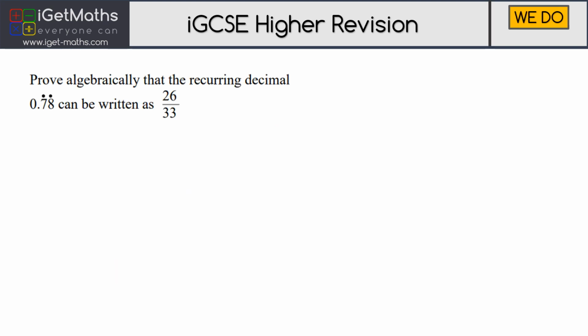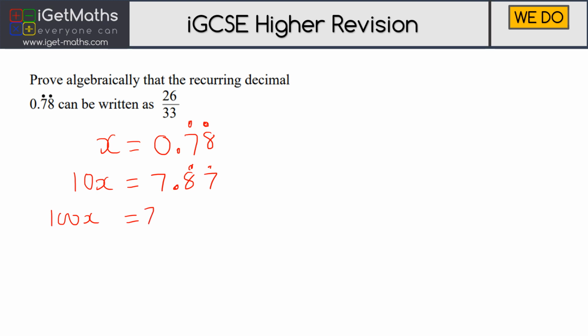Okay, so prove algebraically that the recurring decimal 0.78 recurring can be written as 26 over 33. So step 1, we're going to write x is equal to 0.78 recurring. And what we need to do is try to cancel out the recurring. So we're going to multiply this by 10 to give us a 10x. That will move in place value to give us 7.87 recurring. If we were to subtract this, this would not cancel out. So what we would do is we would times it by 100, and that would give us 100x, which is going to be 78.78 recurring.